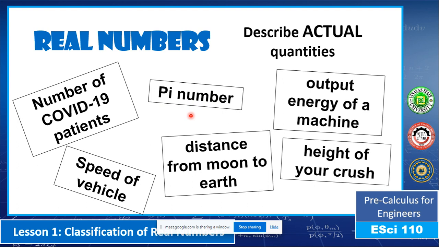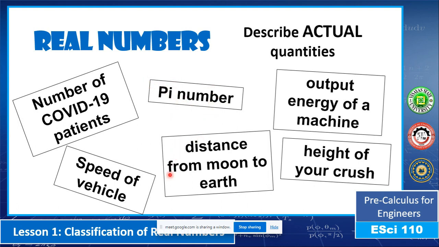But now, especially in China, I heard that there is a Chinese mathematician who can memorize and recite the pi number verbally up to maybe 1,000 decimal places. I'm not sure, but it goes on and on. So that's why this is an irrational number, also part of the real numbers. So we can quantify this one.